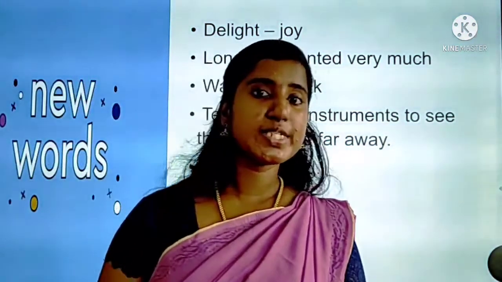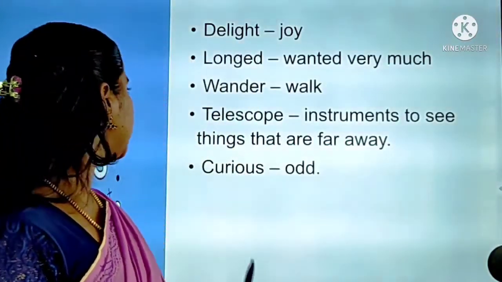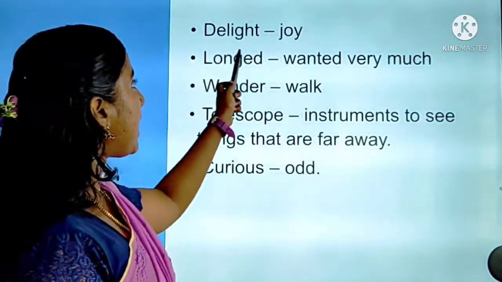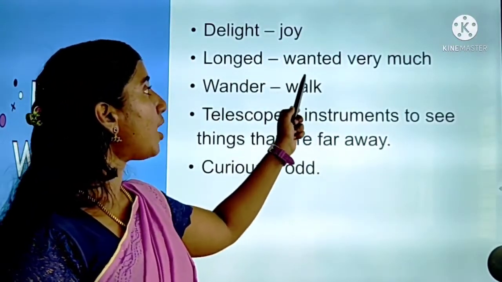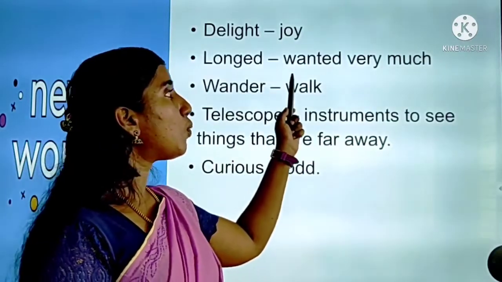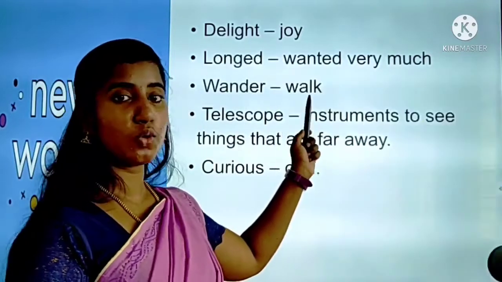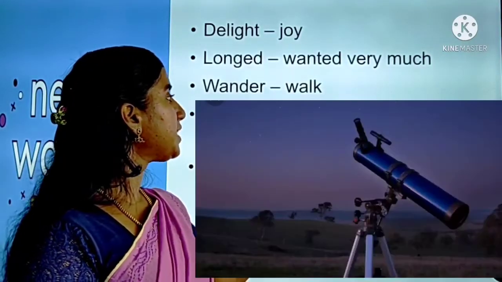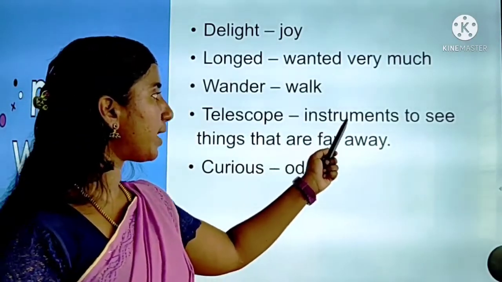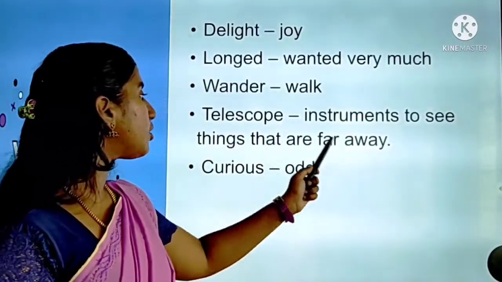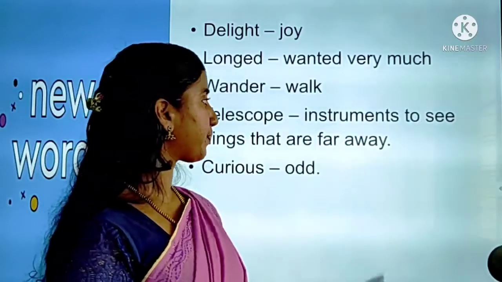Children, now we are going to see the new words of the story, Alice in Wonderland. Okay, let's see the new words. Delight: joy. Longed: wanted very much. Wander: walk. Telescope: an instrument to see things that are far away. Curious: odd.